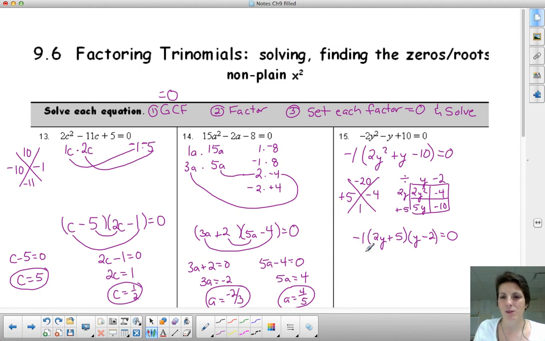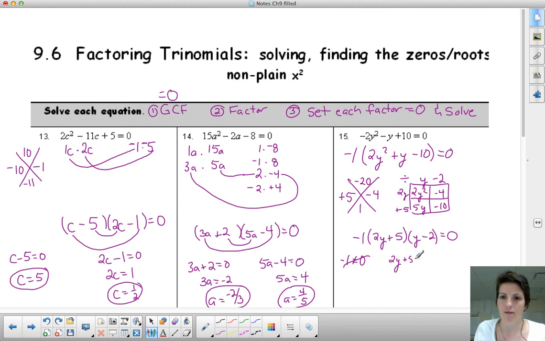So once we get down to our solving step, we always look at that greatest common factor, make sure it doesn't have any variables in it. If it doesn't have any variables, we can ignore it. If it does, then we would have to set it equal to 0. So if you want to just kind of give yourself a reminder, negative 1's never equal to 0, so I don't even have to worry about that.